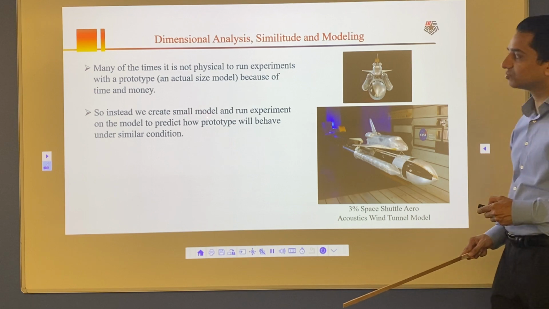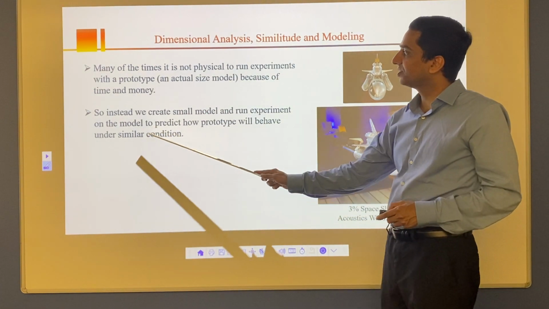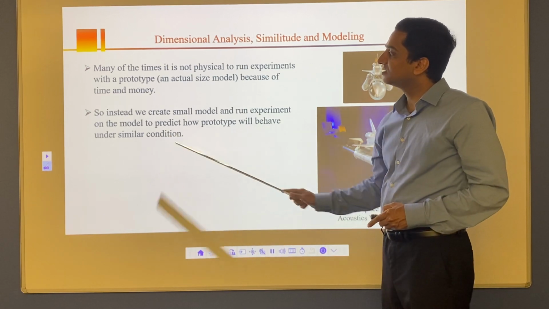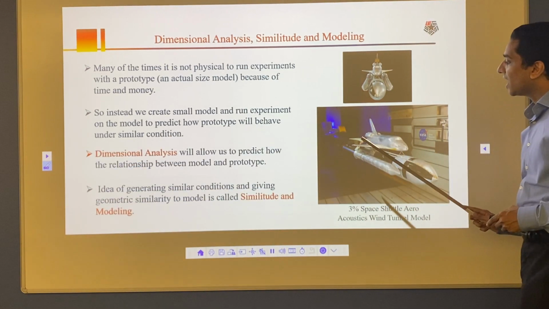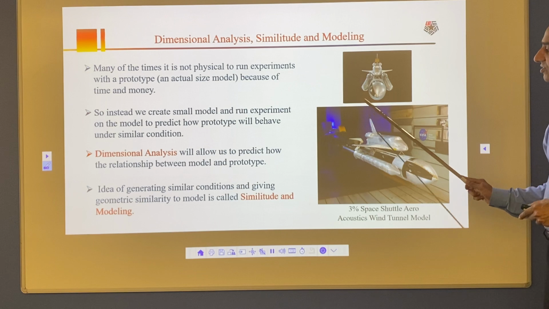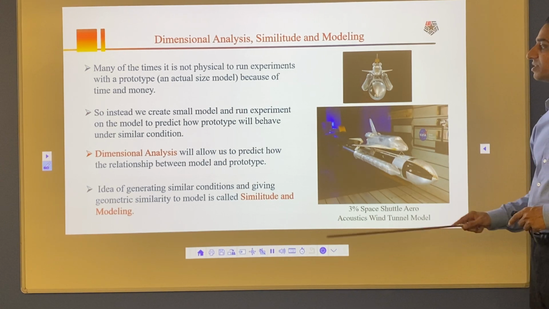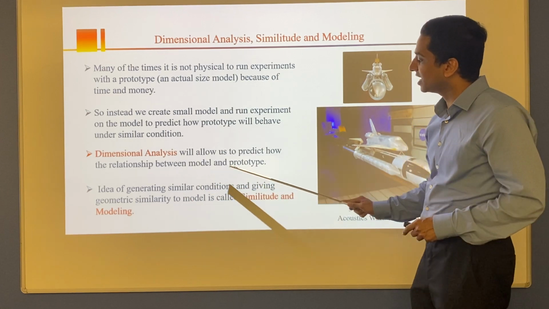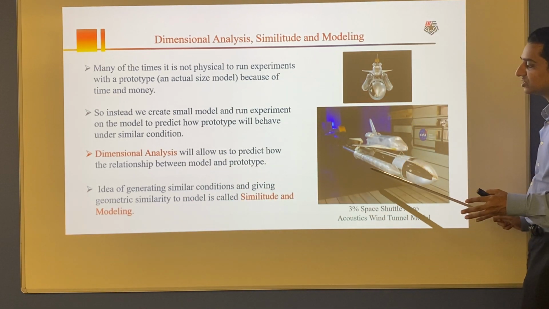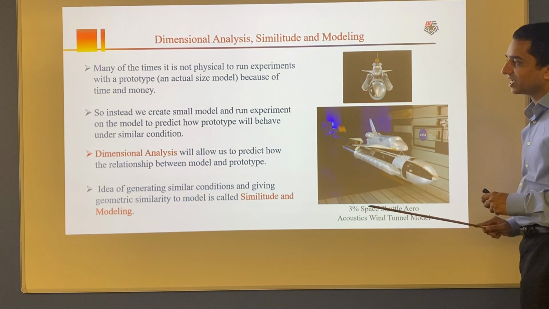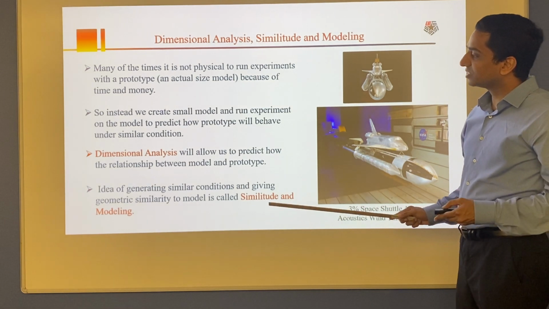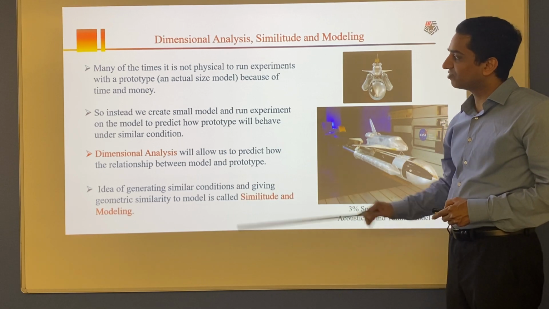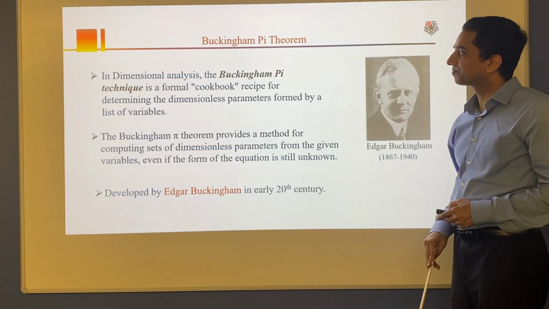So instead we create a small model and run an experiment on that model to predict how the prototype will behave under similar conditions. How this thing will behave in reality, we try to predict that. Dimensional analysis will allow us to predict the relationship between model and prototype. Whatever the relationship between model and prototype, we can predict it, and then giving it the same dimensions and same testing conditions is known as similitude and modeling, and we'll go through that one by one.